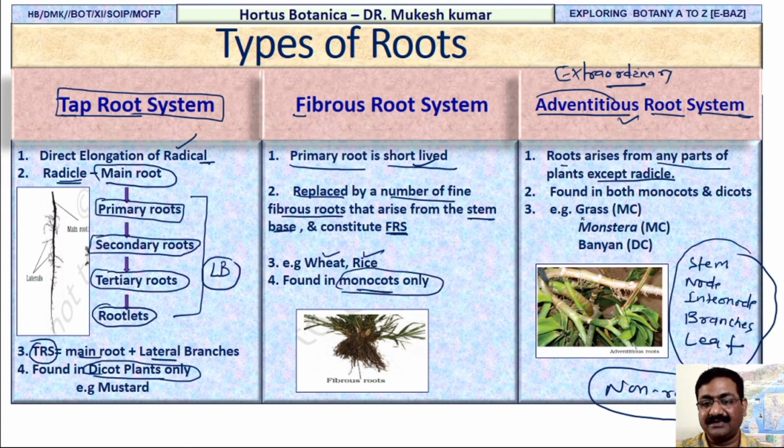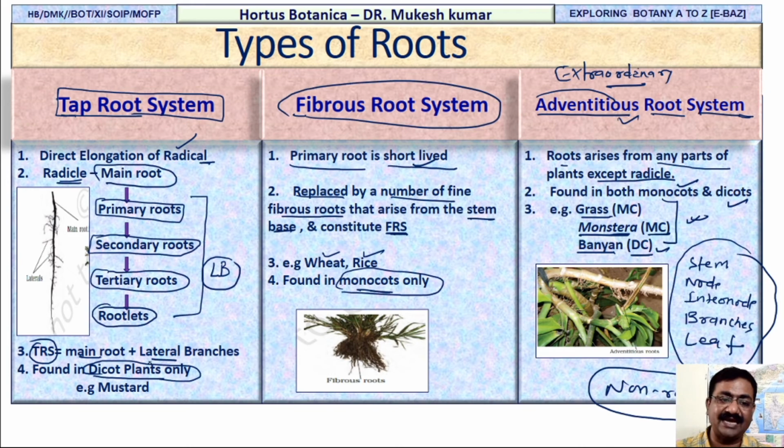See, it is found in grass, monocot, Monstera, it is given in your NCERT. Monstera is also a monocot plant. Banyan tree, yes, it is a dicot. So both monocot as well as dicot plants are members of this adventitious root. So it is found in both monocot as well as dicot. But only monocot, remember, this is the fibrous root. Only dicot, remember, it is the taproot. So in this way we concluded what is taproot, what is adventitious root, and what is fibrous root.